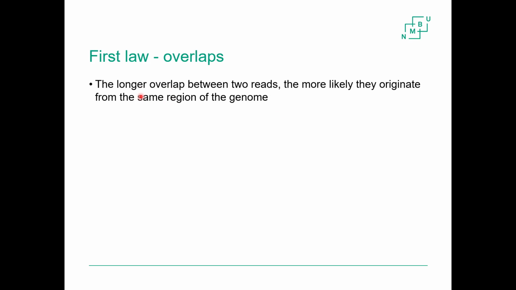But if they overlap with a very long subsequence, it's unlikely they come from different regions. They must come from the same region, right? And then we sort of glue them together, right? Long enough overlaps. So the assembly methods use these overlaps as a major source of information for sort of splicing together the reads, right?